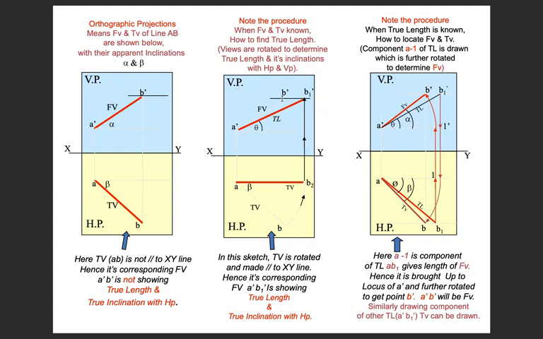So when the true length is known, how do we locate the front view and the top view? The component A1 of the true length is drawn, which is further rotated to determine the front view. You can see A1 is the component of the true length, and AB1 gives the length of the front view, hence it is brought up to the locus of A dash and further rotated to that point B dash. A dash B dash will be the front view. Similarly, drawing the component of the other true length A dash B1 dash, the top view can be drawn.